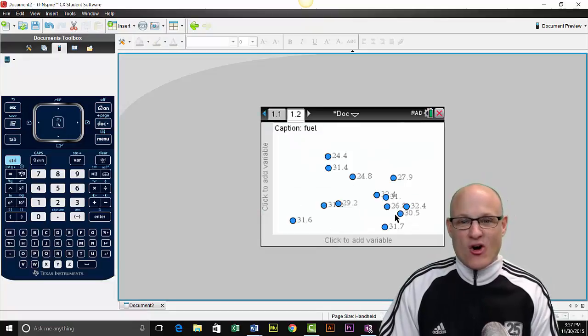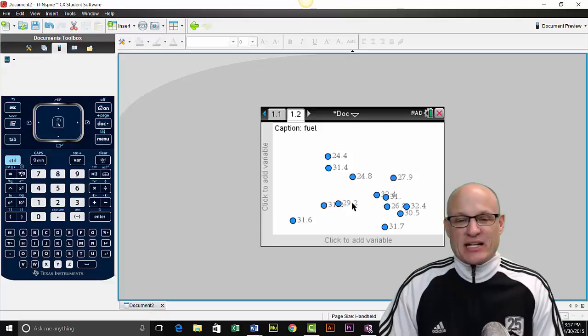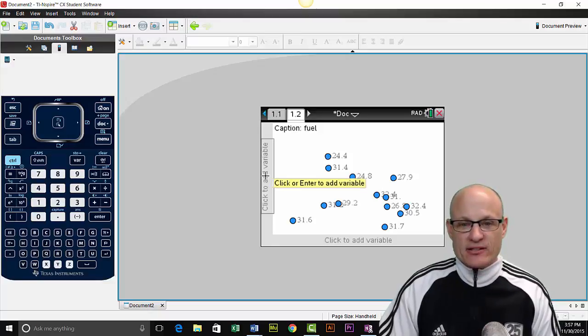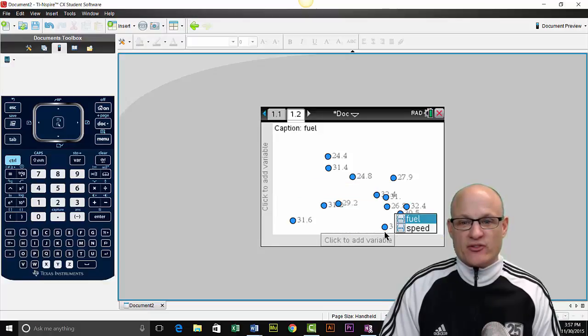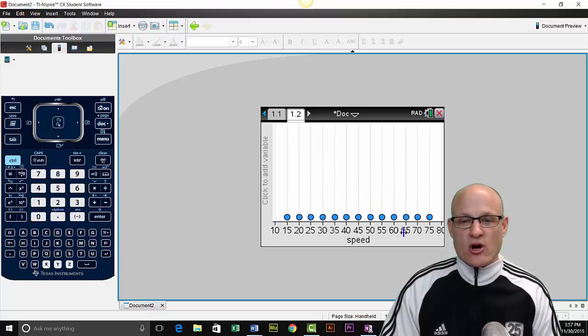Now, you've got points all over the place. That's because I haven't assigned my value. We said the independent variable, or the X value, would be the speed. So as soon as I do this, things are going to shift. Those were all the different speeds we were going. And this makes sense, right?